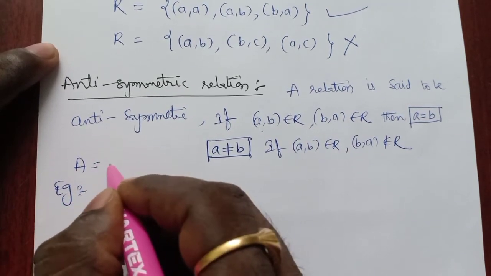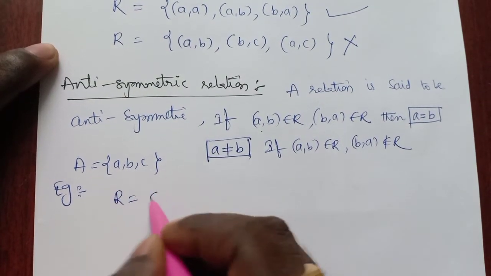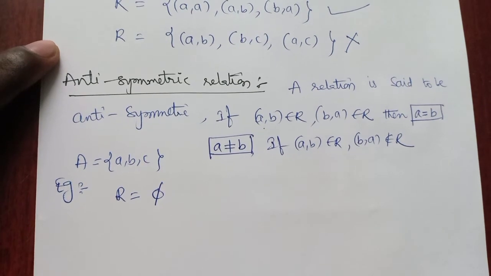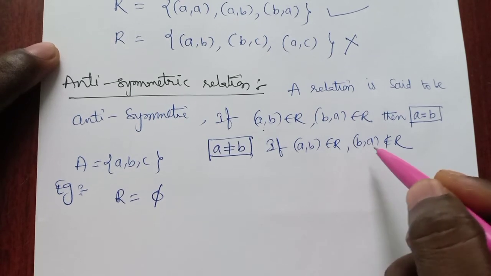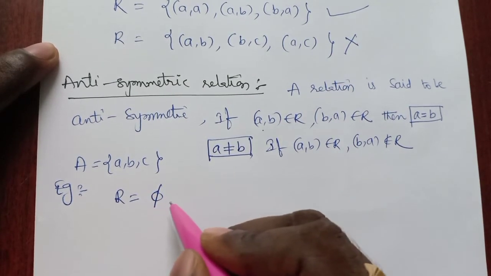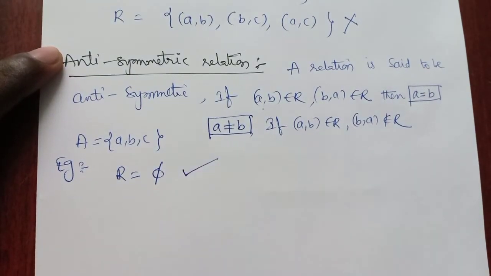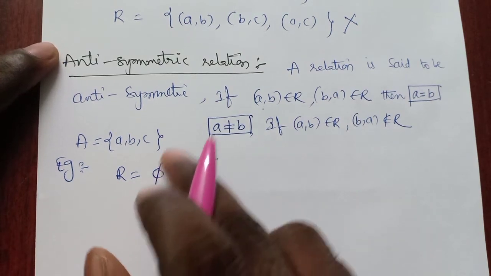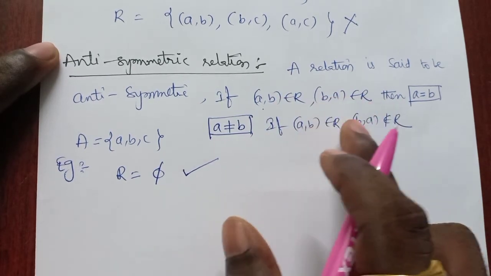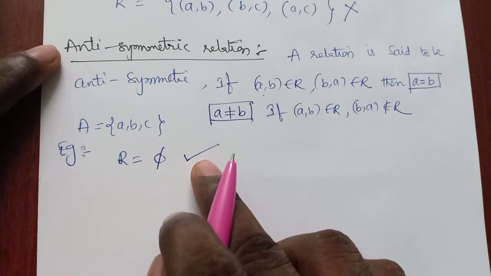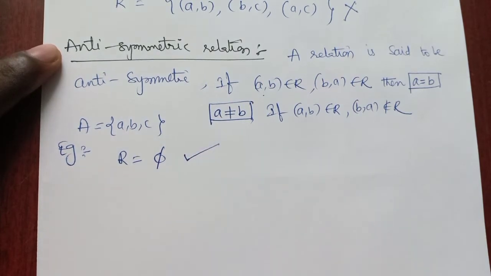Now let us come to the example. Suppose A equals {a, b, c}. Now the first one is R equals phi. Clearly, if we have (a, b), then only we need to check for (b, a). Here no (a, b), no (b, c). Just why? It is an antisymmetric relation. Why? Because no element is present here. From the definition, if we have (a, b), then only we need to check for (b, a). No element is present here, that's why no need to check for (b, a) and all. So it obeys the antisymmetric relation also.